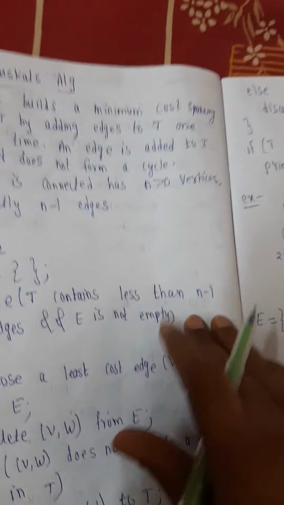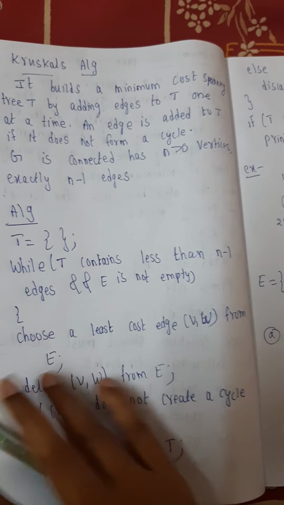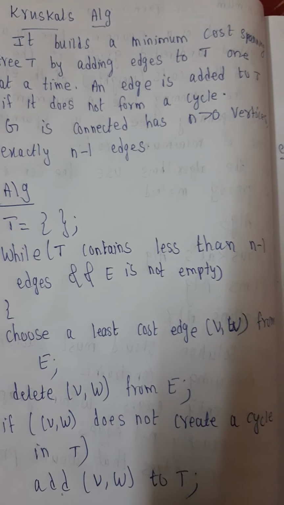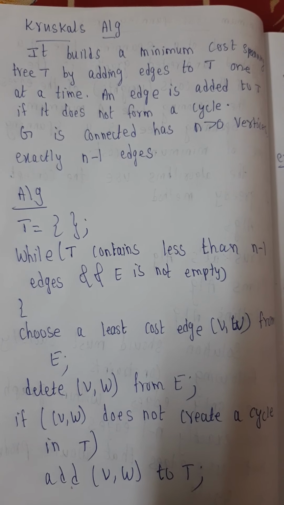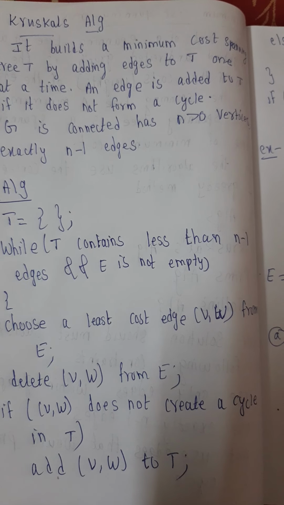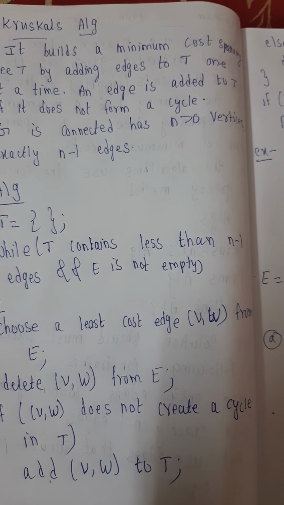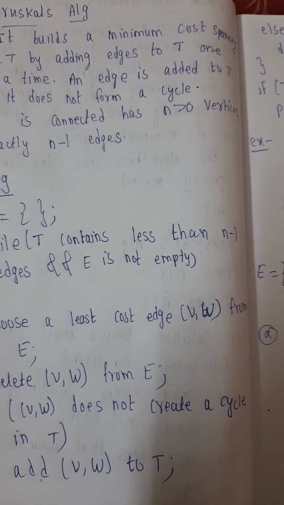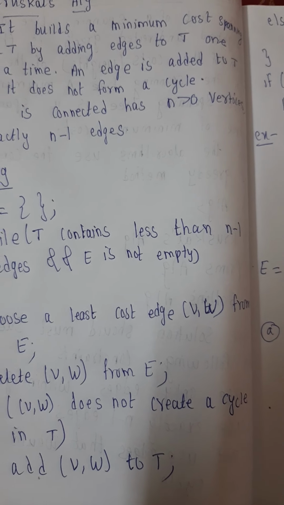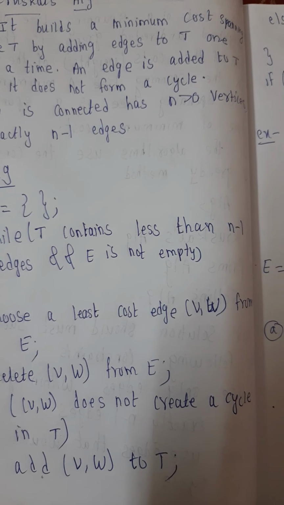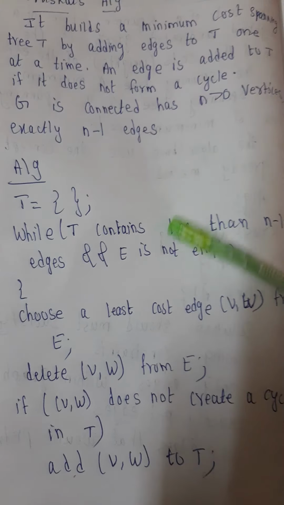The first algorithm is Kruskal's algorithm. Kruskal's algorithm is one of the algorithms to find the minimum cost spanning tree. What we will be doing is adding edge by edge, one edge at a time, to a tree, such that the number of edges becomes n minus 1, and if you add all the weights, the cost becomes minimum. That is the concept of Kruskal's algorithm. So this is the algorithm we have.